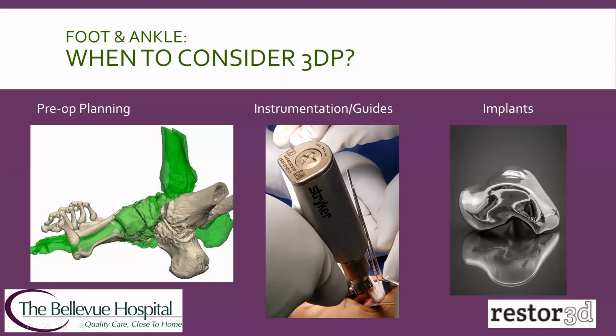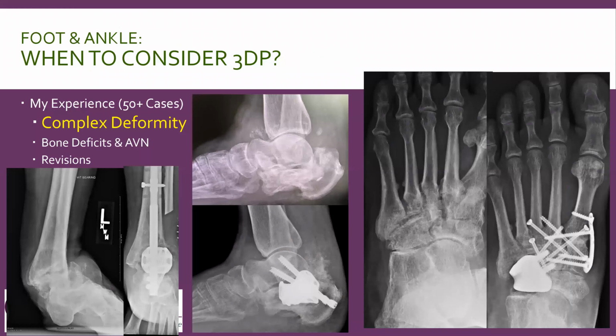That cannot be understated. But also instrumentation and guides, whether they're for total ankles or for a lapidus like this in the middle picture, to basically increase reproducibility and save time. Those guides are actually pretty cheap to print, and you'll make it up on the back end with saving time, but also doing a better, more reproducible surgery. And then finally, implants, which is what we'll focus on here.